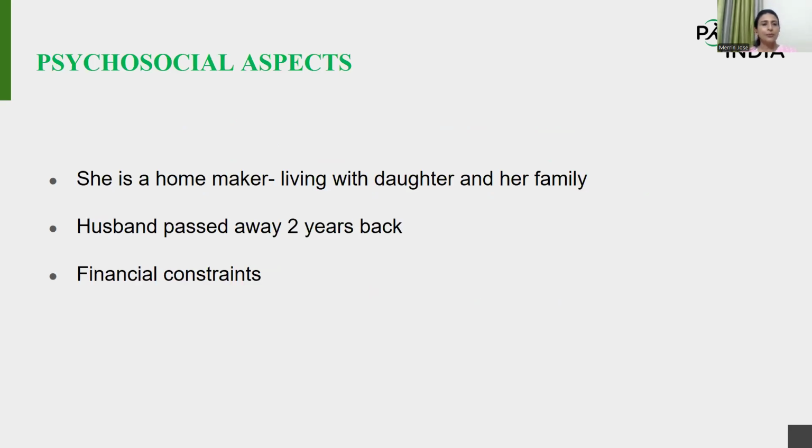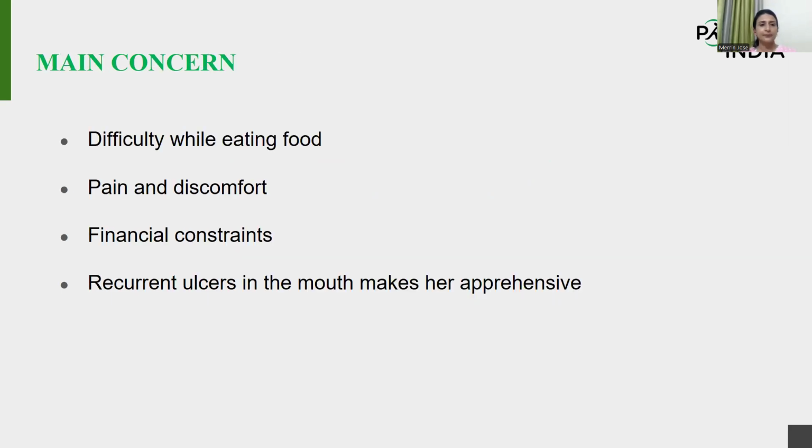Regarding the psychosocial aspects, she's a homemaker living with a daughter and her family. Her husband passed away 2 years back and she has financial constraints. The main concern was the difficulty while eating food whenever she had ulcers, as she had pain and discomfort, along with the financial constraints, and the recurrent ulcers in the mouth make her apprehensive.